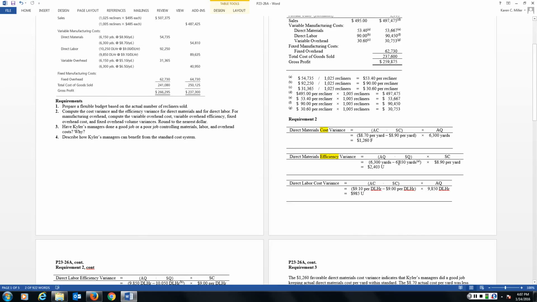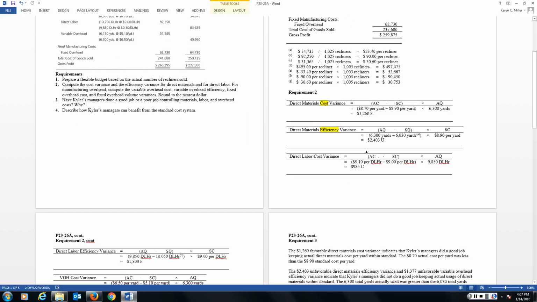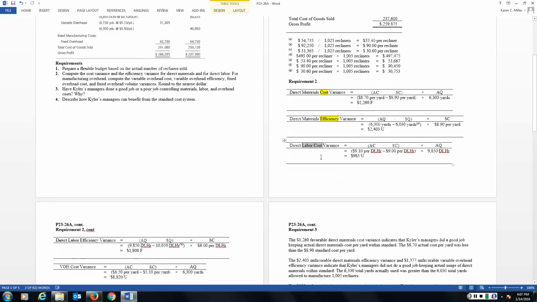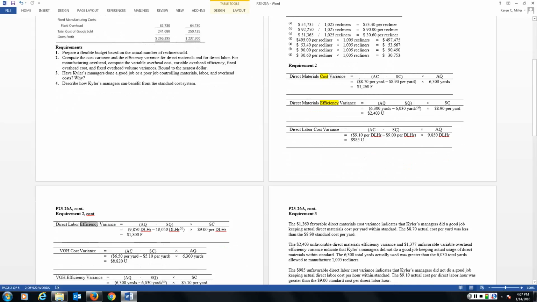This is unfavorable. So similar to the examples that we have seen before, did purchasing cheaper material cause me to use more material? But we need to look at the additional variances to see if we can pull some answers and some responsibilities together here. Let's take a look at the direct labor cost variance, and then we'll look at the direct labor efficiency variance.